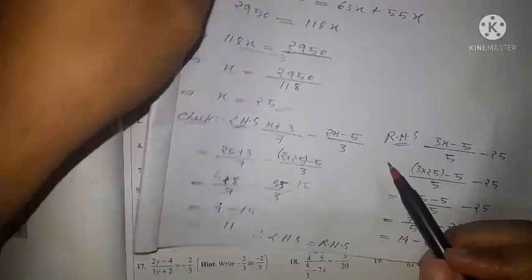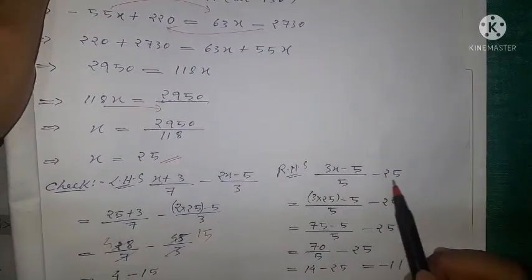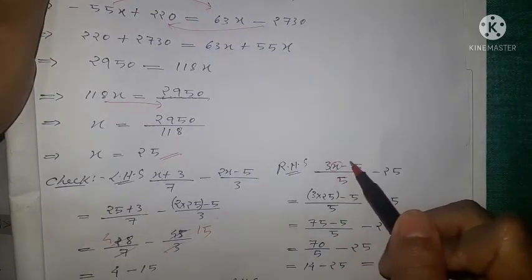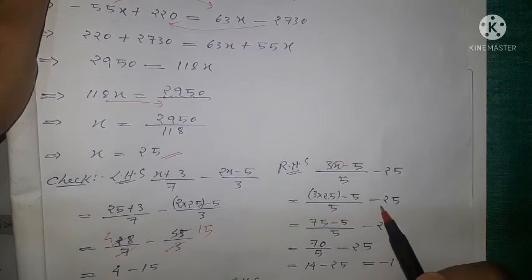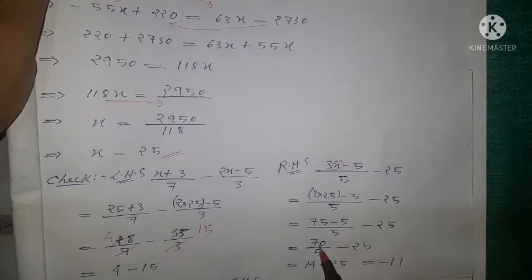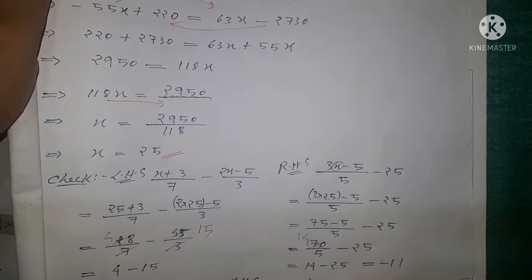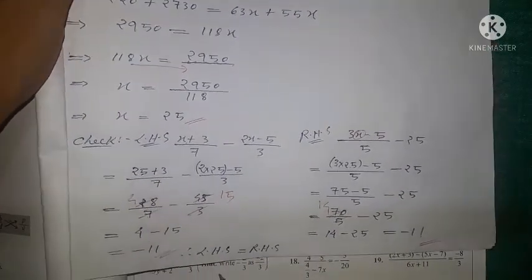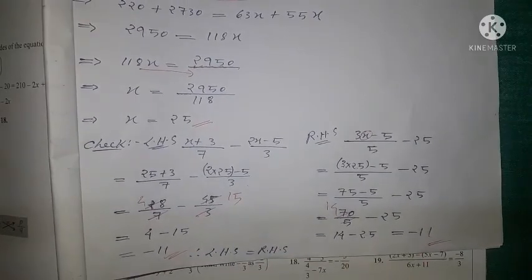Similarly on the right hand side, that is the RHS, thrice x minus 5 whole divided by 5 minus 25. If we put the value of x as 25, so 3 into 25 minus 5 whole divided by 5 minus 25. So this is 75 minus 5, it is 70 by 5 minus 25. So 70 by 5 is 14. So 14 minus 25 is equal to minus 11. As we can see, both the left hand side and right hand side are minus 11. So therefore left hand side is equal to right hand side.